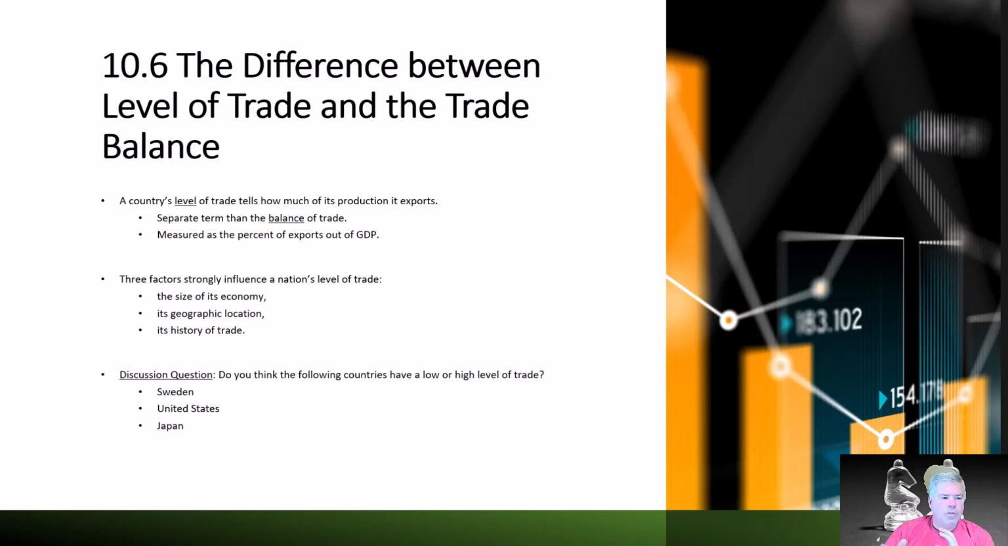Three factors strongly influence a country's level of trade. First, the size of its economy. Obviously, if it's got a big economy like the United States or Japan or China, those countries are going to have the ability to have a strong, high level of trade because there's a lot being produced.